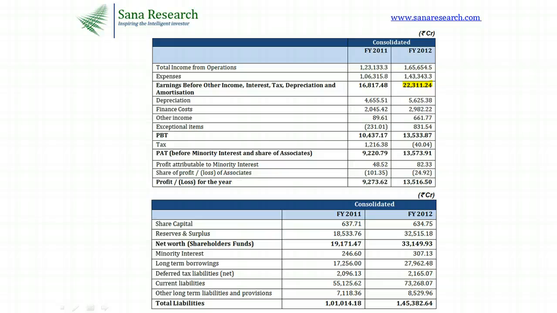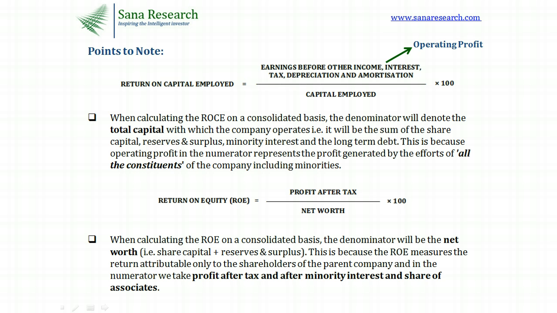So if we look at the profit and loss account again, what we take in the numerator in this case is this profit and loss for the year, and not this, which is profit and loss before minority interest and share of associates. So once we factor this in, what we have is the return which is attributable only to the shareholders of the company. It sounds a little complicated, but if you think about it, this makes perfect sense.